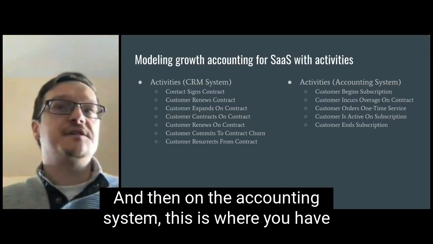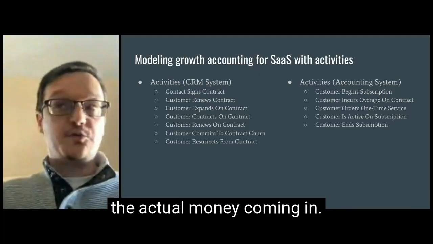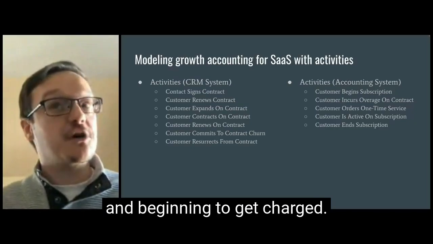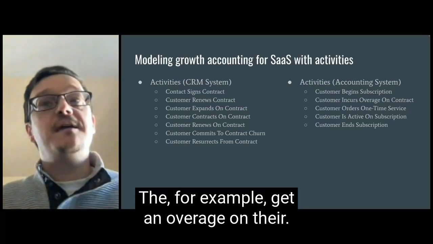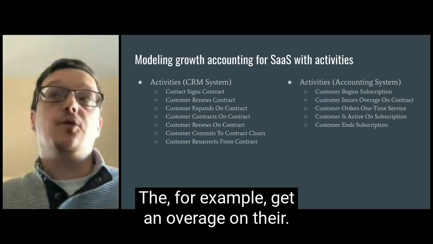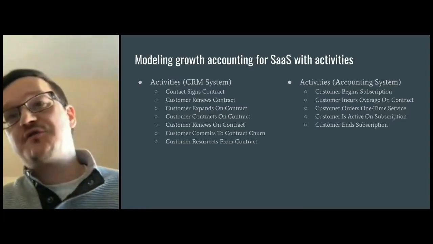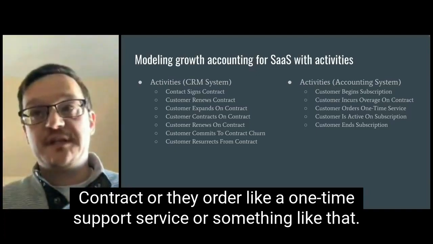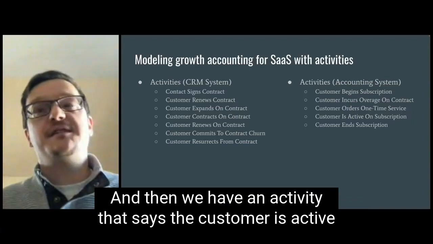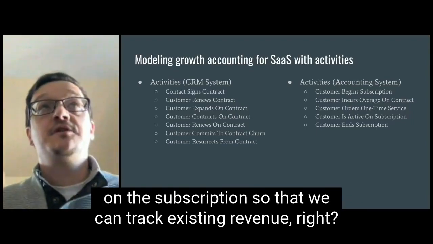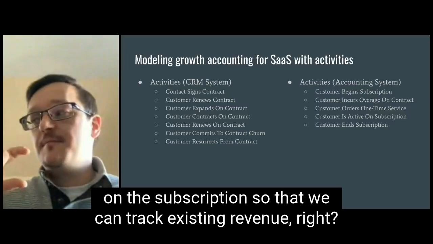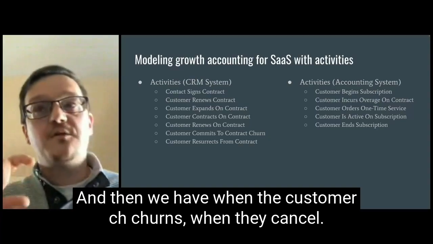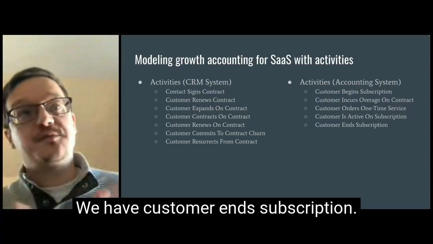And then on the accounting system, this is where you have the actual money coming in. So you have customers starting their subscription and beginning to get charged. They, for example, get an overage on their contract, or they order a one-time support service, or something like that. And then we have an activity that says the customer is active on the subscription, so that we can track existing revenue, right? And then when the customer churns, when they cancel, we have customer ends subscription.